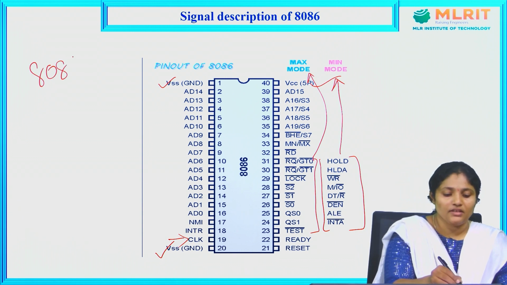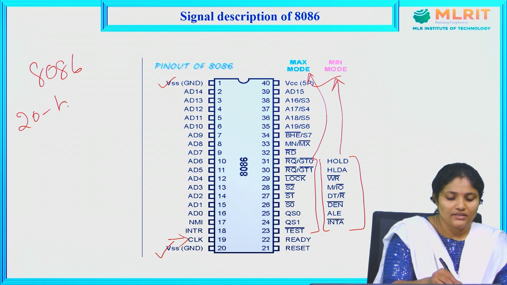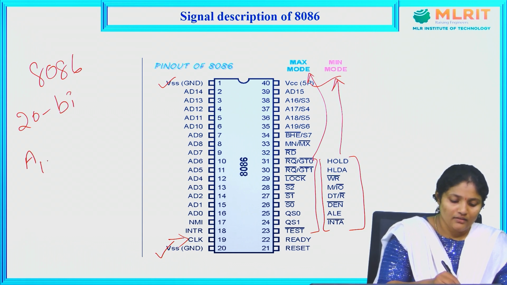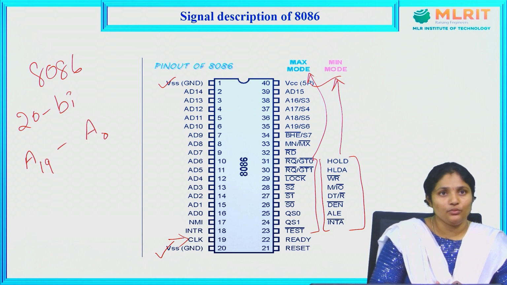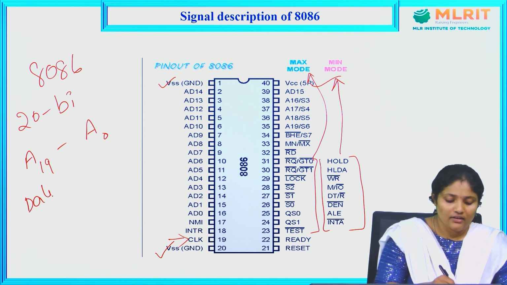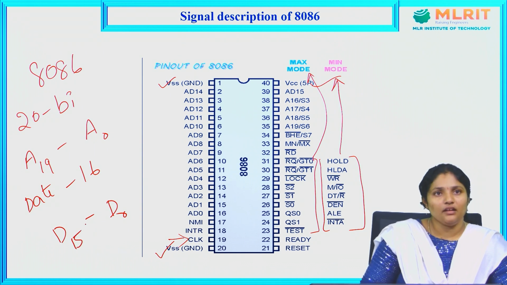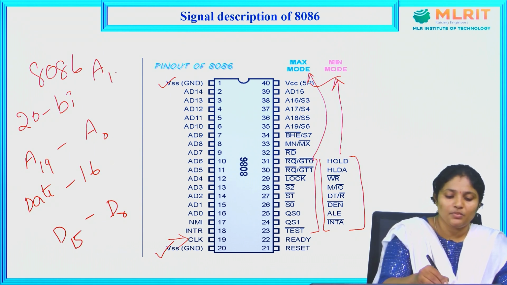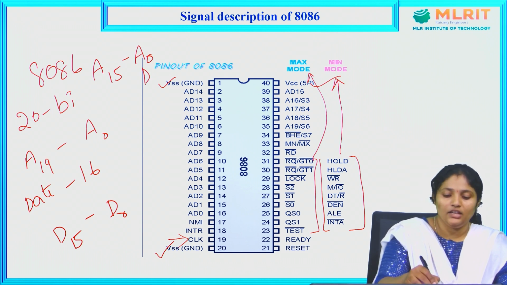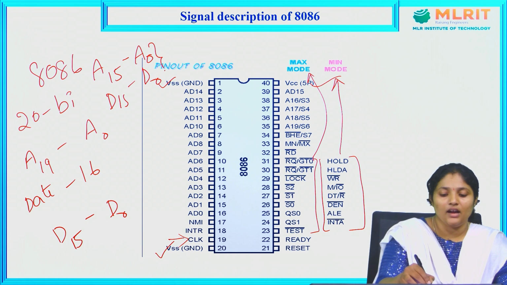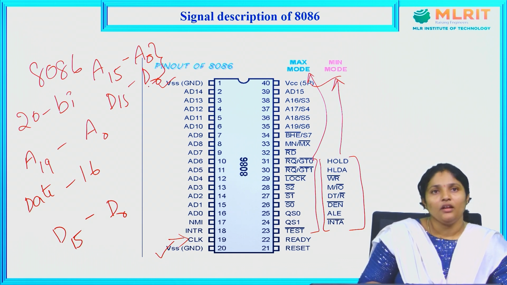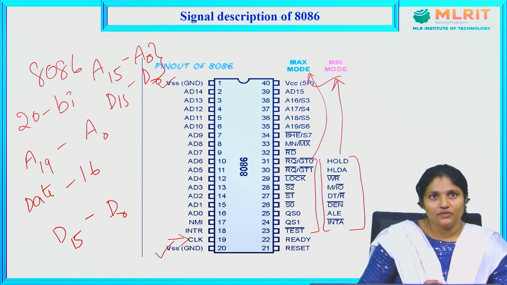Now coming to the pins present in the 8086, the 8086 microprocessor has 20-bit address lines, which run from A0 to A19, and 16-bit data lines, from D0 to D15. Out of these, A0 to A15 and D0 to D15 are time multiplexed. Whenever we need an address, we can get it from these pins, and whenever we need data, we will get data from these address and data pins.